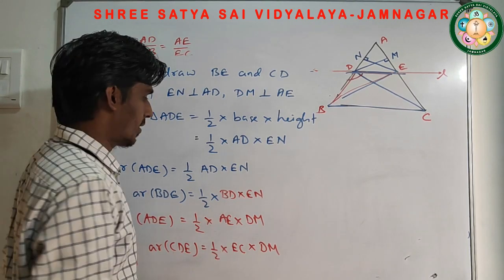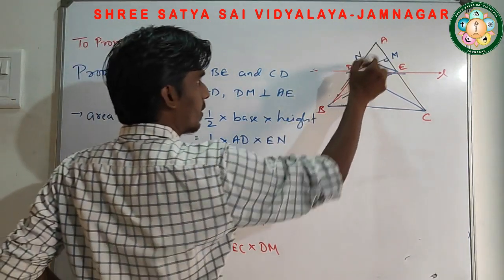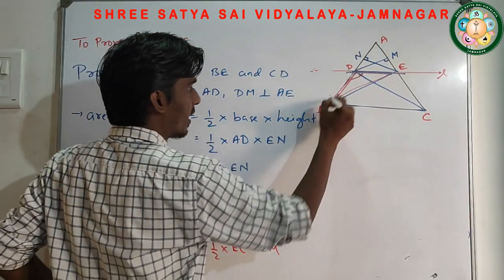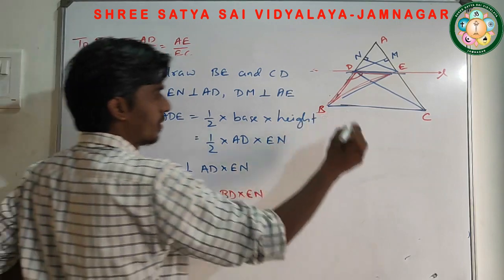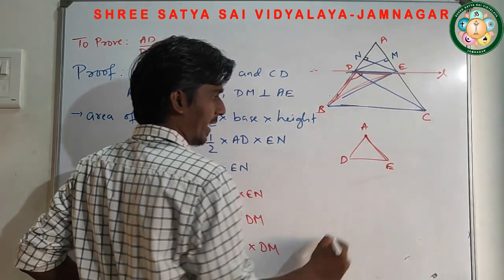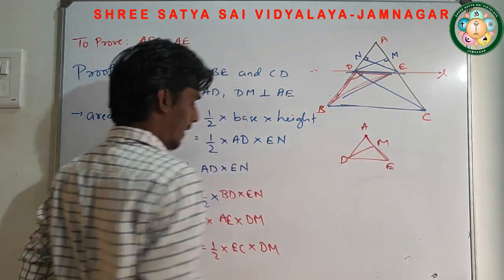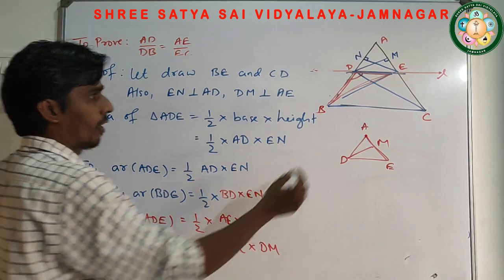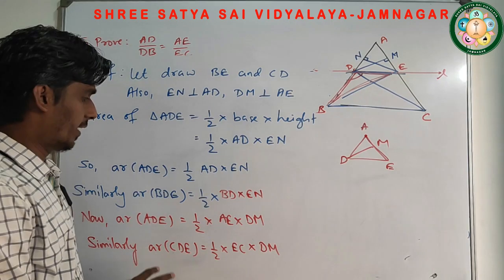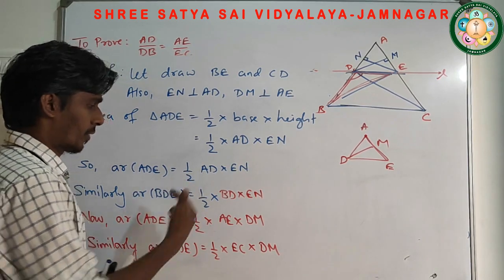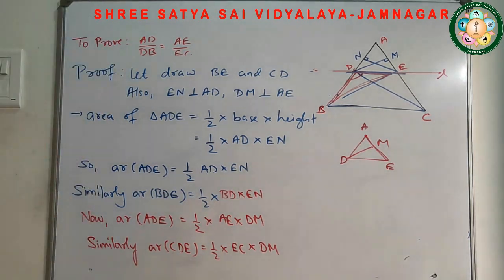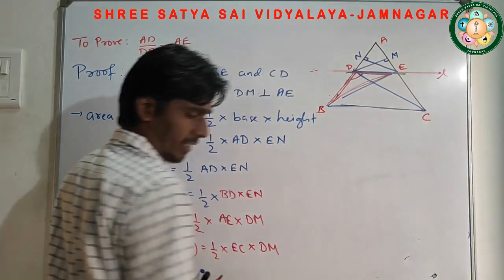Now we got four areas. ADE, this one, where base is AD and height is EN. Then BDE for this triangle area. Then again AD, one more AD, but now the base is A and the height is DM. That is the third one. And the fourth area we got is the area of CDE. This is the way we got formulas for four areas of triangles. Now we have to take the ratios of the first two areas and the next two. So let's take the ratios of this.